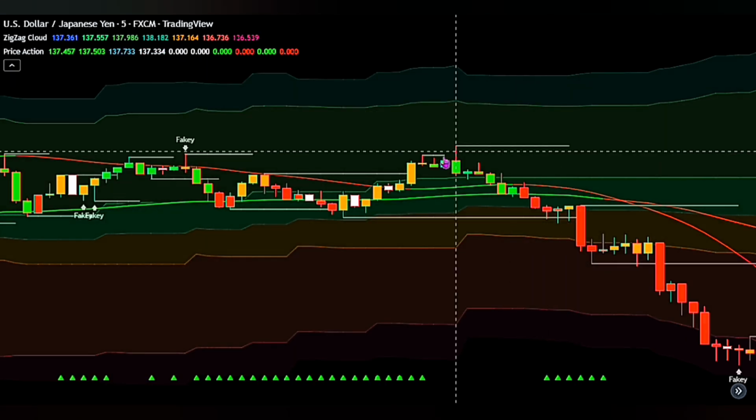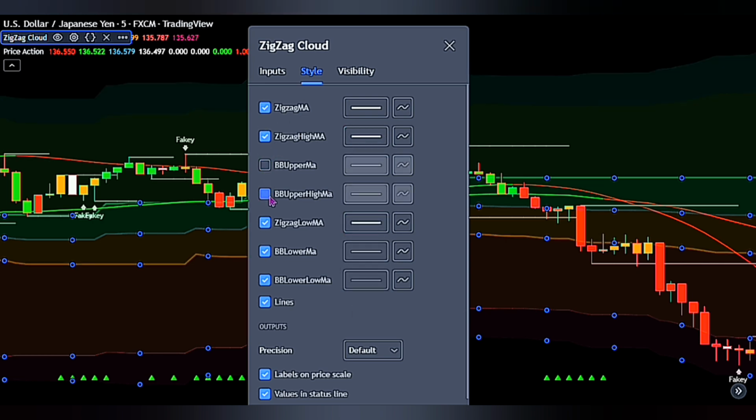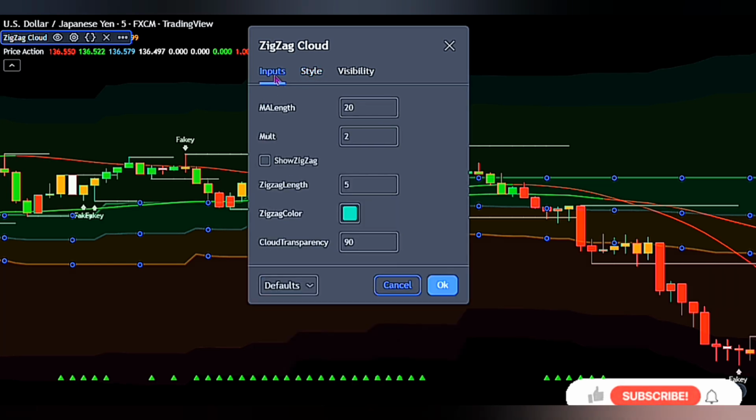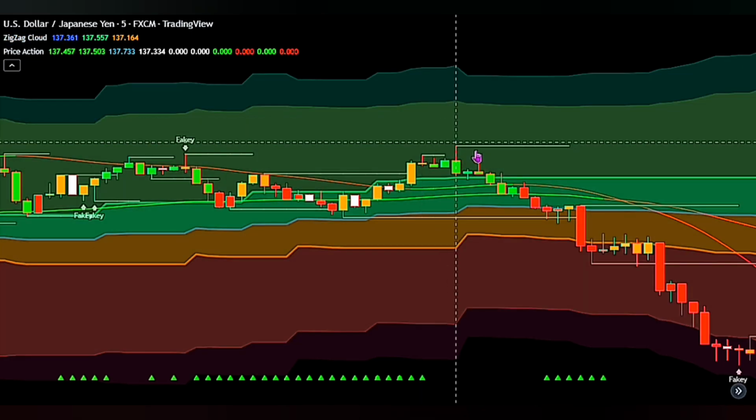Now for the settings applied, double-click on the zigzag cloud. On the style, increase the lines on the zigzag MA, high MA, and low MA. Then go ahead and untick these other settings. Then on the input, you can adjust the cloud transparency for better visualization. When you are done, click on the OK button to fully apply the settings.